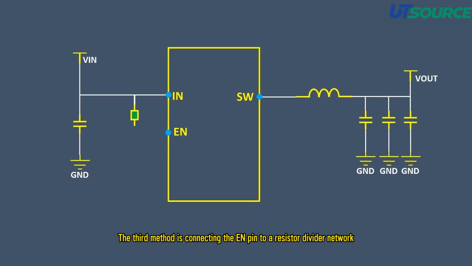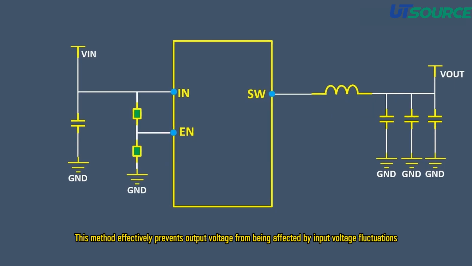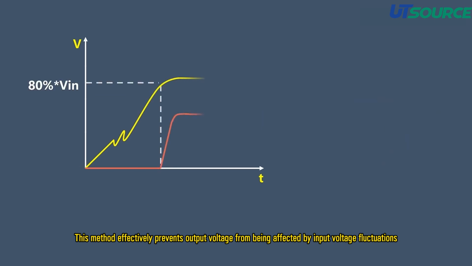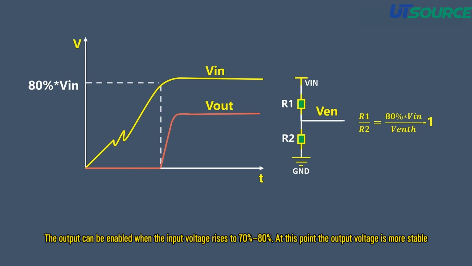The third method is connecting the EN pin to a resistor divider network. This method effectively prevents output voltage from being affected by input voltage fluctuations. The output can be enabled when the input voltage rises to 70-80% of its rated value. At this point, the output voltage is more stable.